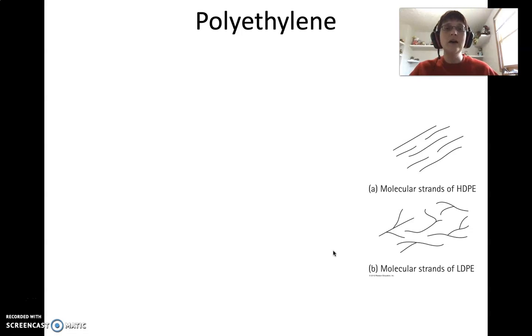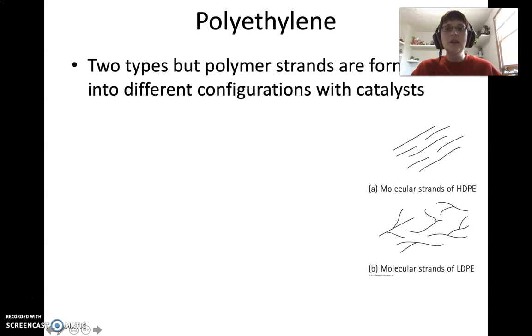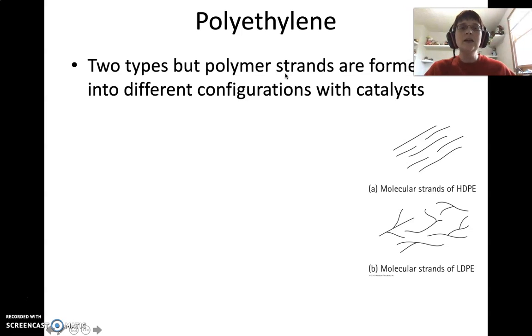So our next type of synthetic polymer is polyethylene. This may sound familiar from an earlier lecture. Ethylene is one of those materials that we talked about early on. Poly for multiple. So there are actually two types of polyethylene, but it depends on how they're put together. When the strands are put together, they'll be put together into two different configurations using catalysts. So you can see over here, there are pictures of how these strands will get laid out.